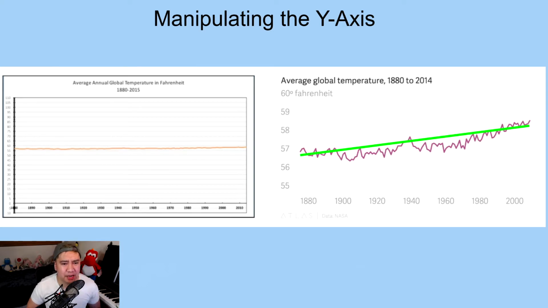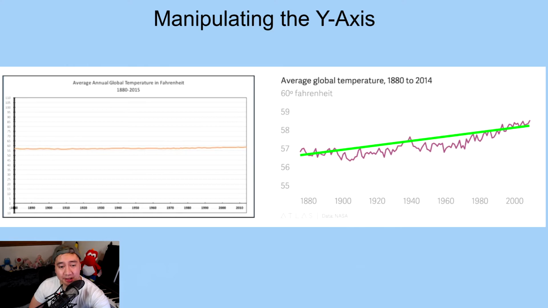And why would they want to manipulate that? Just because they want to show that there's nothing wrong, maybe with the globe, or whatever data they're trying to represent. Or they don't want to show a dramatic change in something, or they do want to show a dramatic change. It depends on what it is.